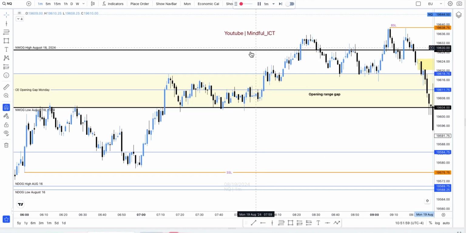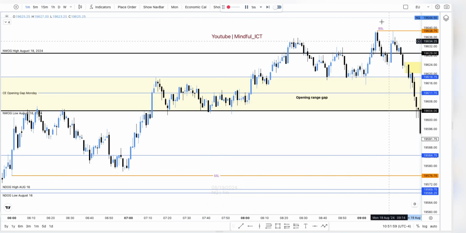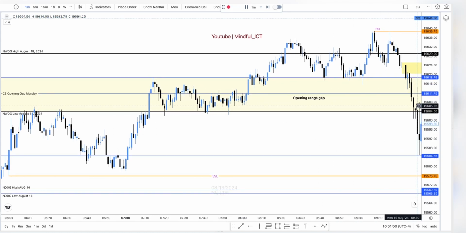We started with a new week opening gap from Friday. As we approach the 9:30 open, we've marked our liquidity levels on both extremes, identifying sell-side liquidity here and buy-side liquidity there. So far, the opening range gap from Friday has been respected. The opening range gap for Monday is defined by the price action between Friday's close and the 9:30 open on Monday.